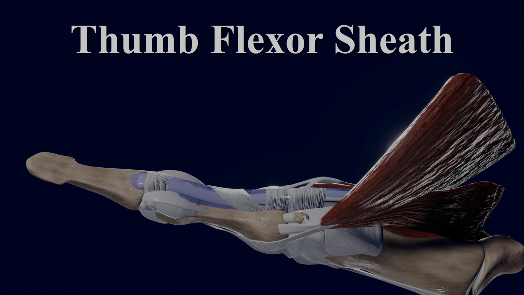Classically, the thumb is described as having an A1 pulley at the MP joint, an oblique pulley over the proximal phalanx, and a distal A2 pulley. There is also an AV pulley between the A1 and oblique pulleys. The V stands for variable, referring to the pulley morphology.